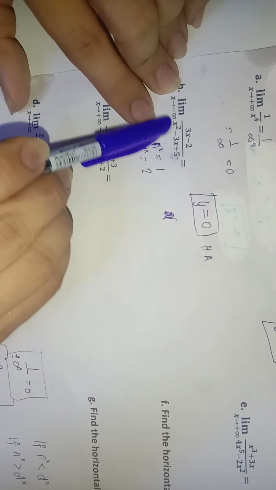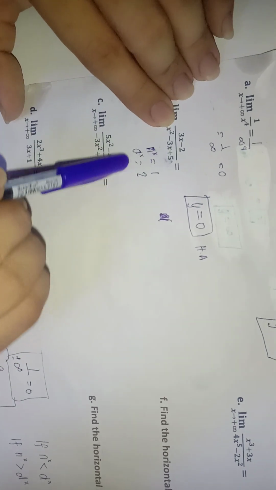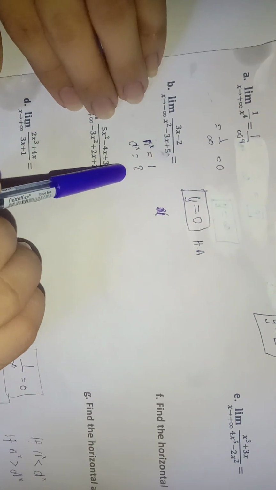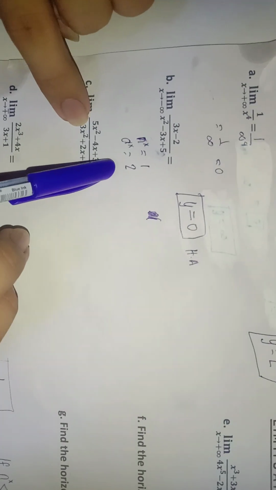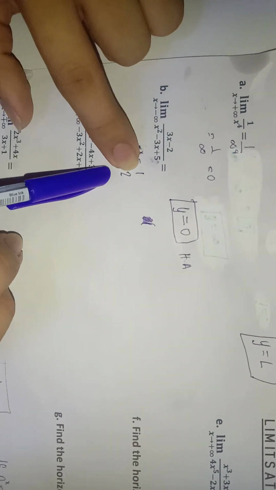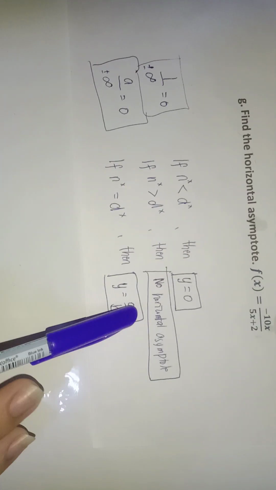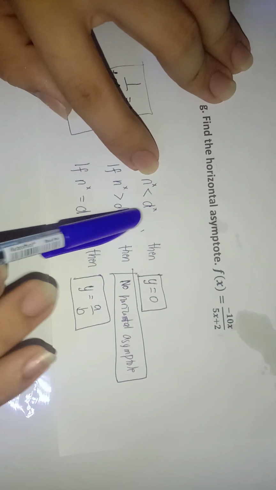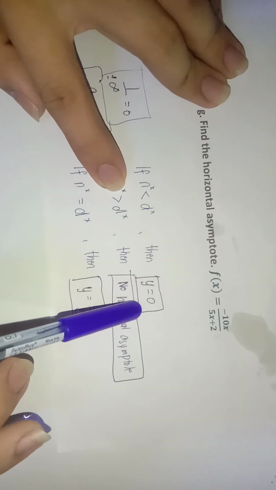Ito naman yung denominator natin. What is the degree or the highest exponent? Ito, 2. So, degree of your denominator is 2. Ika-compare natin yung degree ng numerator and denominator. Yung numerator ba, the degree malaki or mas maliit sa denominator? Mas maliit yung degree ng numerator compare sa degree ng denominator. So, balikan natin yung concept natin kanina. Mas maliit yung degree ng numerator compared sa degree ng denominator, then your horizontal asymptote is 0. Ito dapat. So, check natin kung y is equal to 0.